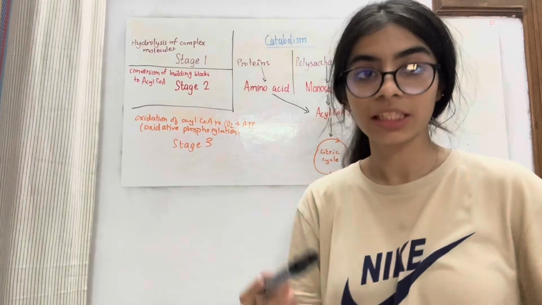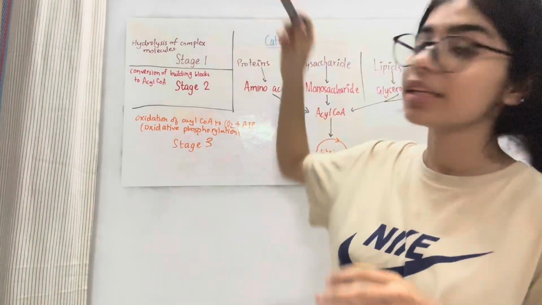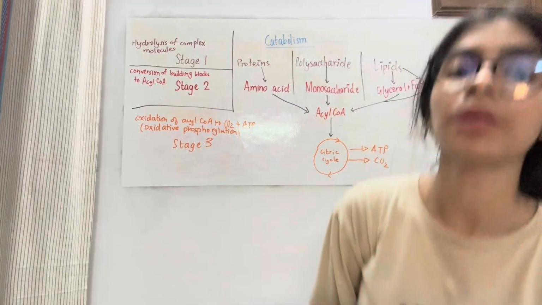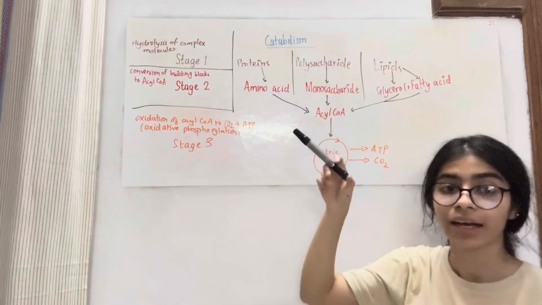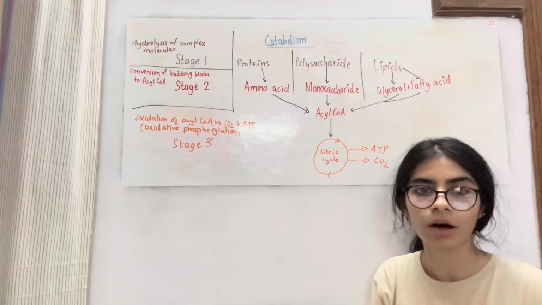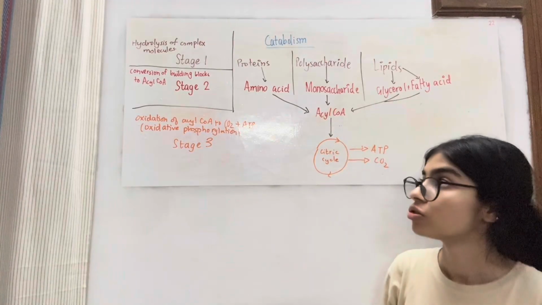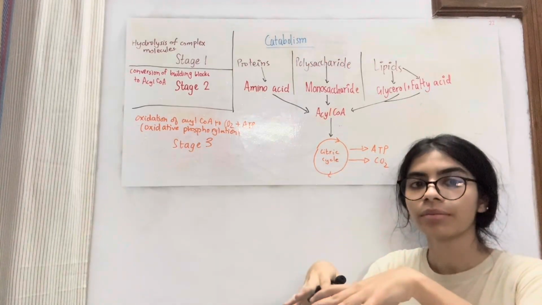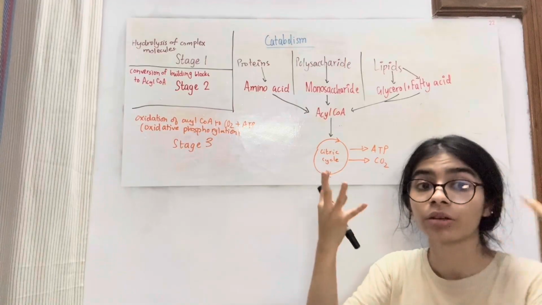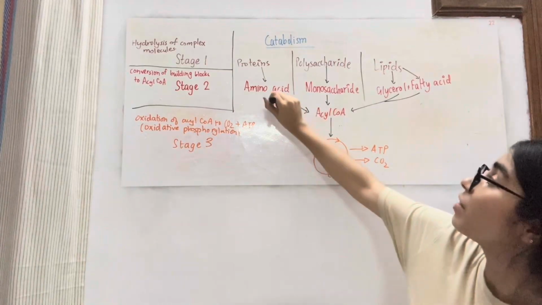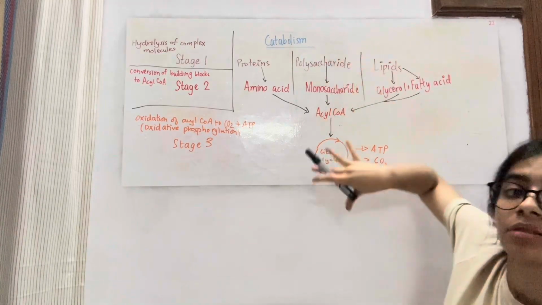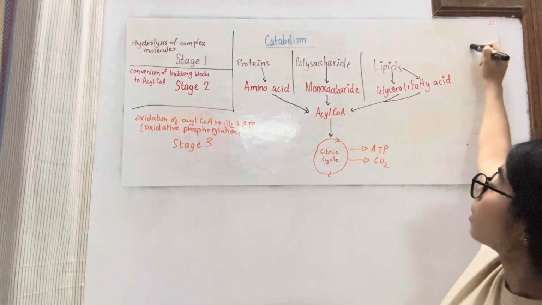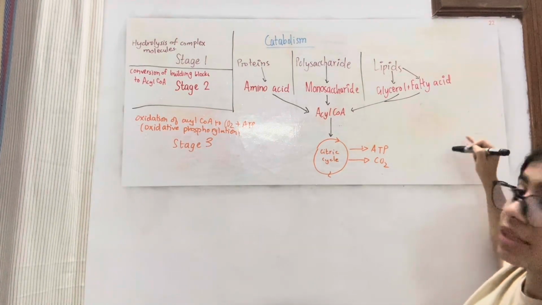Let me write them down. As you can see, the first stage is the hydrolysis of complex molecules. Complex molecules being proteins, polysaccharides as in the complex form of carbohydrates, and lipids. When you put water into them, they break down into their building blocks, which are amino acids, monosaccharides, and glycerol and fatty acids. This whole thing is catabolism. When you go this way, it's anabolism. When you go this way, it is catabolism.